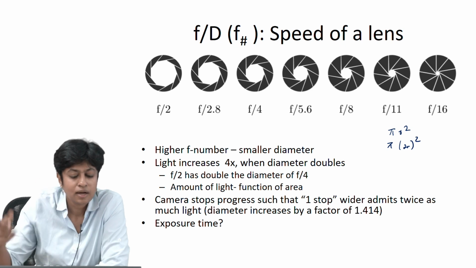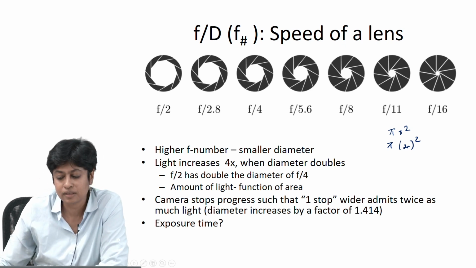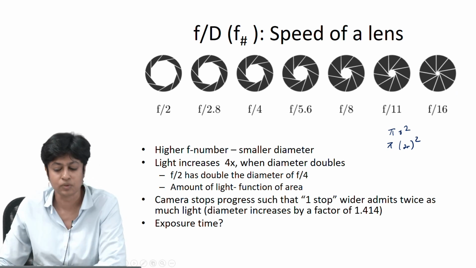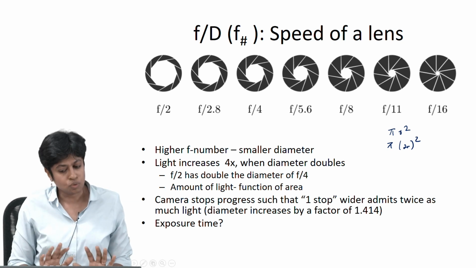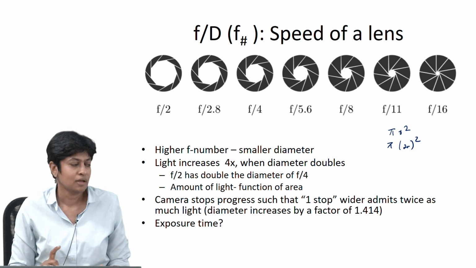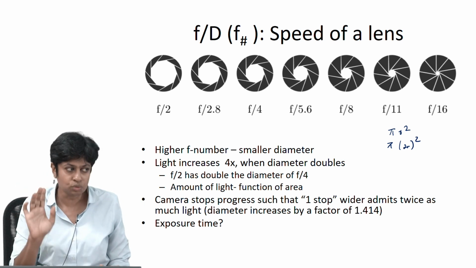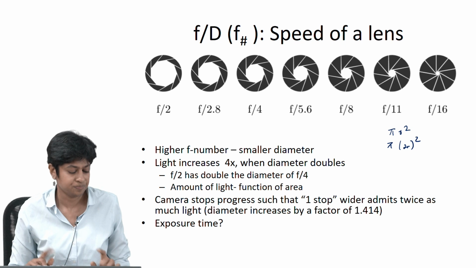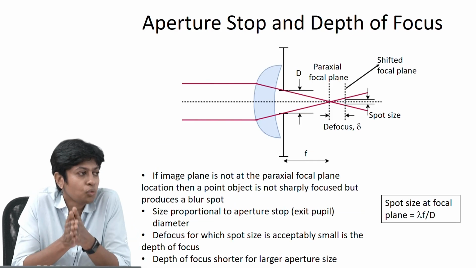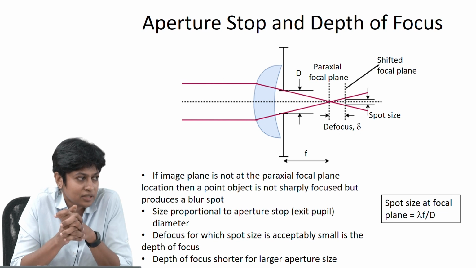So, of course, the exposure time is going to be really large for f/16 compared to f/2. So, it should be pretty clear that changing aperture is related to exposure time, right? But that's again not the only thing that the aperture size affects, right?